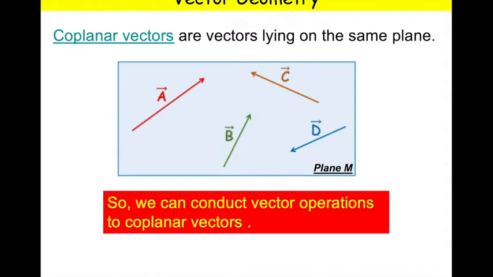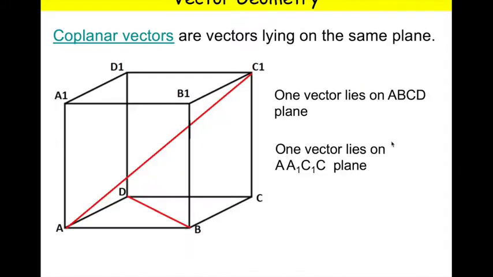Okay. Here is another example. In a cube, there's vector BD. Vector BD lies on a plane A, B, C, D. And another vector, vector AC1, lies on a plane A, A1, C1, and C.